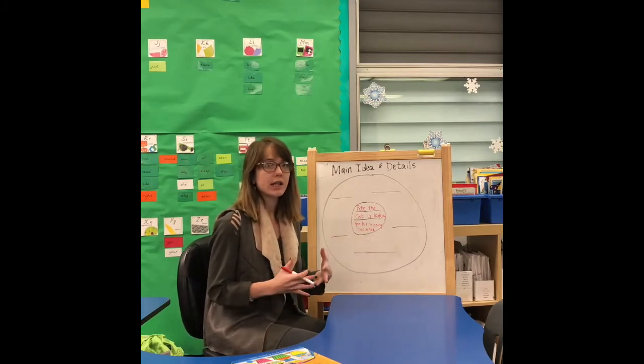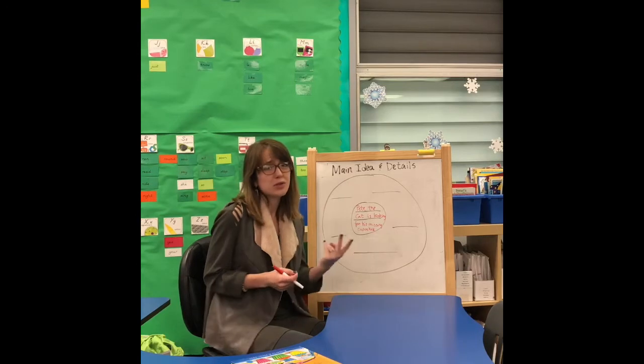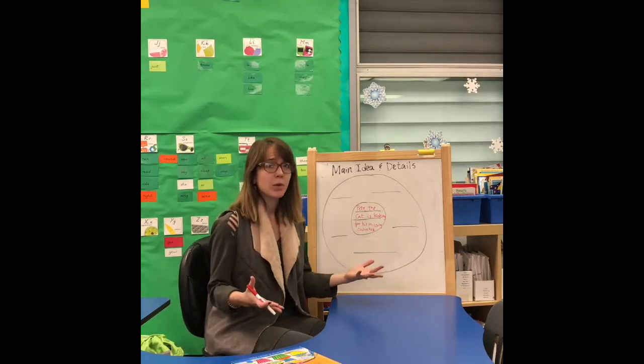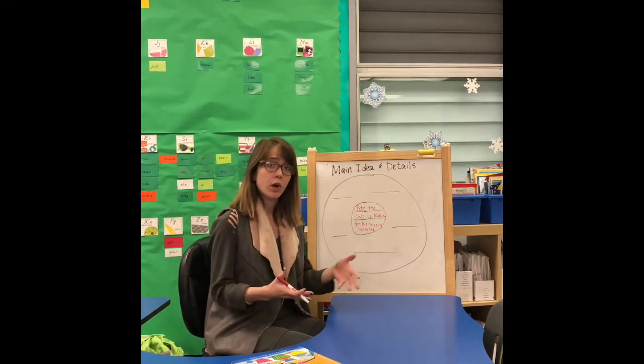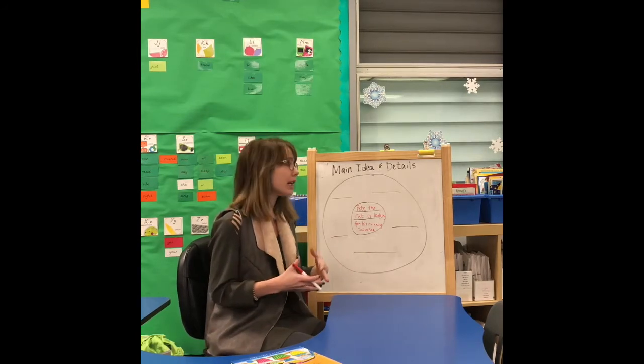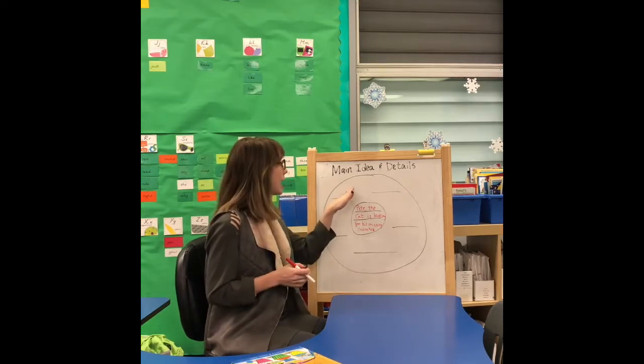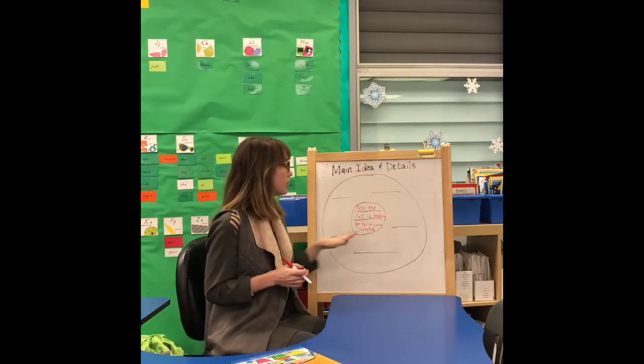A main idea is not more than one, or maybe just two short sentences, but really at this point it's not going to be more than one. As your child gets older, it might involve a little bit more information, but right now we're just looking for the meat of what this story was all about. Right outside here is where the small details go.